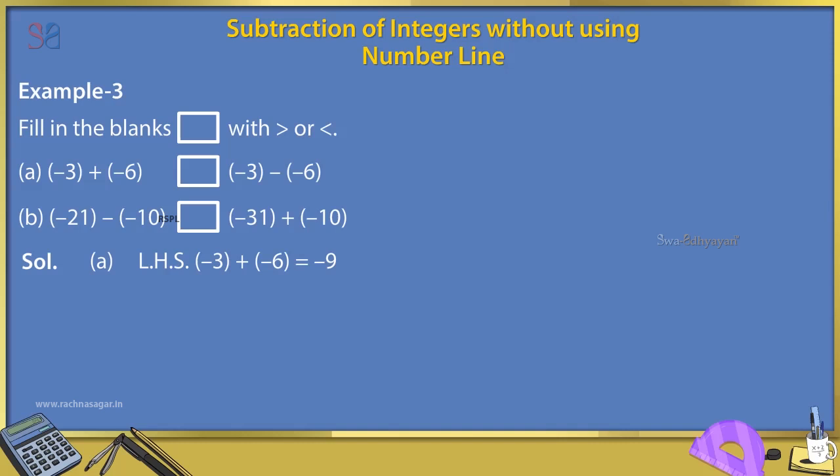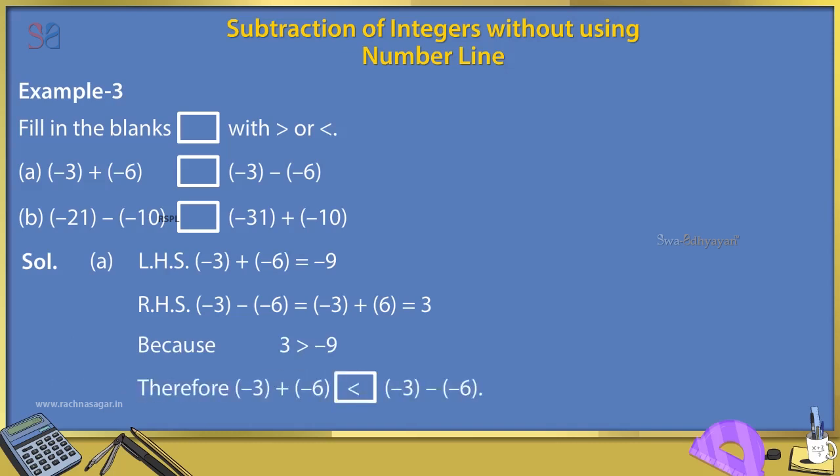Solution: A, LHS (-3) plus (-6) is equal to -9. RHS (-3) minus (-6) is equal to (-3) plus (6), which is equal to 3. Because 3 is greater than -9, therefore (-3) plus (-6) is less than (-3) minus (-6).